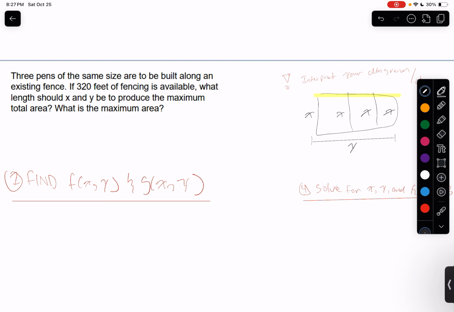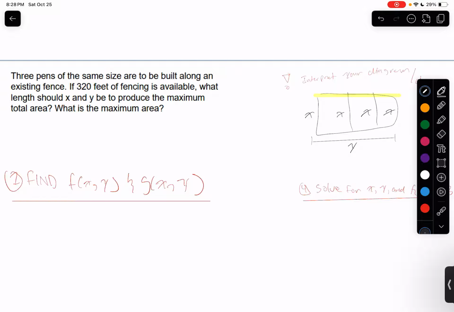As you notice, the first step would be to find the f of x, y equation, notice the lowercase, which is the function to maximize or minimize, and we want to find our g of x, y equation, which is the constraint. So we're going to find the function to maximize or minimize and our constraint function. And since we want to maximize f equals xy, we're going to find out what that is, in fact.